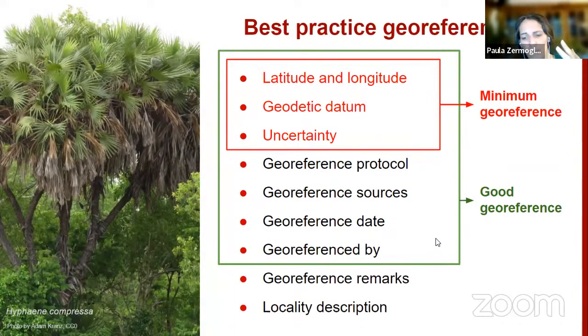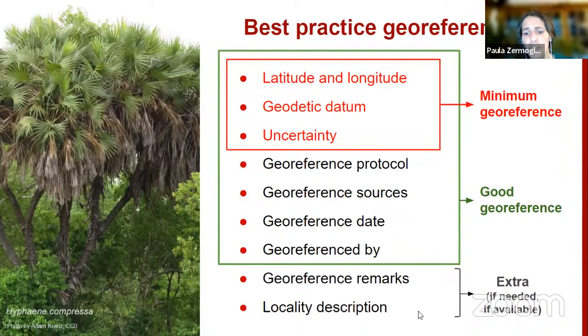If we want to be better, if we want to follow best practices, we should also report these other things about georeference remarks and locality description. Well, georeference remarks we may not have. Sometimes georeferences are pretty easy, and so we don't have any comment to make. So remarks may be needed or may not be needed. It depends on the particular case. So this is extra information that we have to report if it's needed.